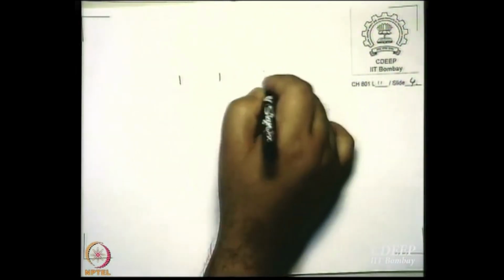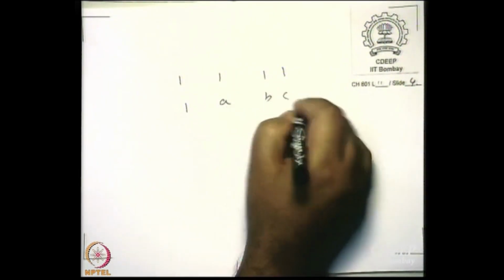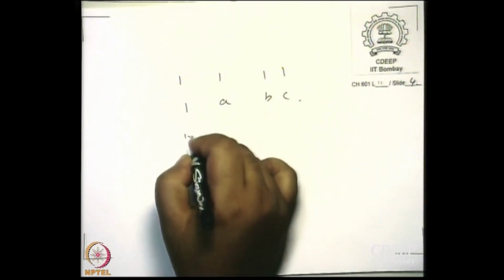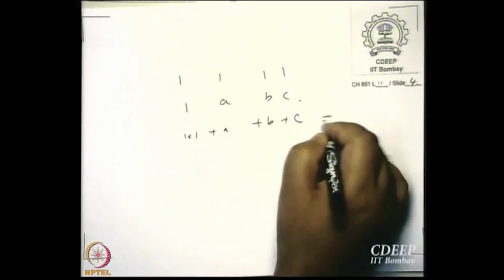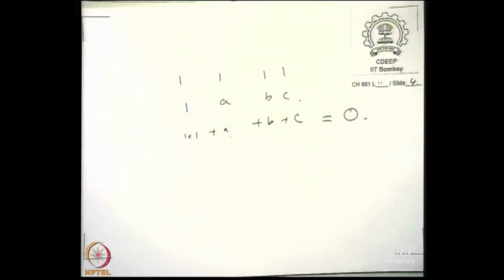1, 1, 1, 1. First one is 1 anyway. I will call this A, B and C. So 1 into 1 plus A plus B plus C, that should be equal to 0. And all are either +1s or -1. What does that mean? Out of A, B and C, 2 have to be -1, 1 has to be +1.